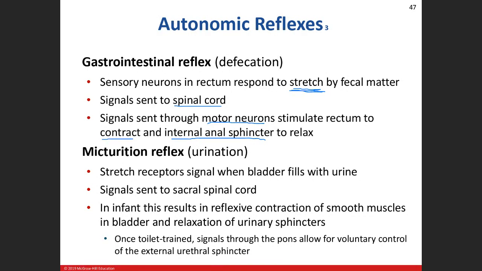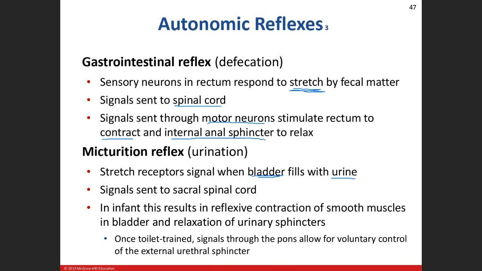All right, the micturition reflex, urination, a similar type of scenario. I'll even show it to you in a picture here. We're going to deal with the bladder. As it fills with urine, the more urine that enters the bladder through the ureters, the more stretch it puts on the bladder walls. And as the volume increases, you'll get more of that urge to go to the bathroom.